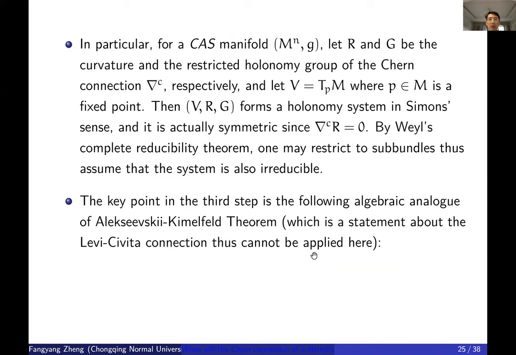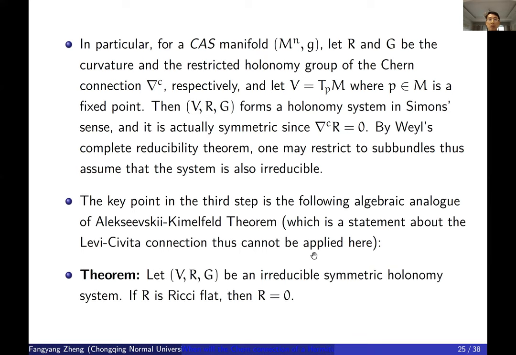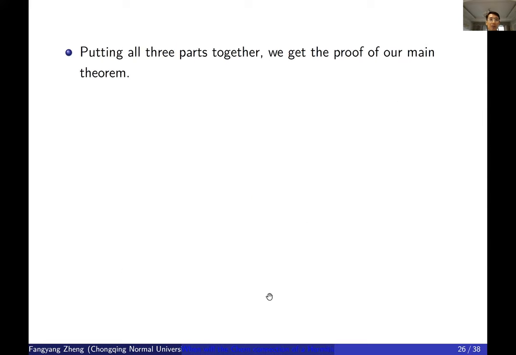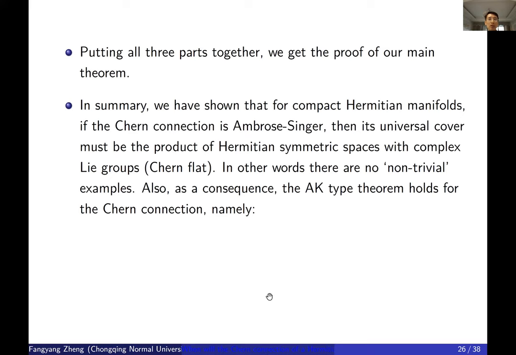So basically what is needed here is an AK type theorem for that abstract holonomy system that we formulated. In our terminology, if you have this abstract irreducible symmetric holonomy system, and the curvature is Ricci flat, it must be flat. So that's exactly what we needed. Putting these three parts together, we get the proof of our main theorem.